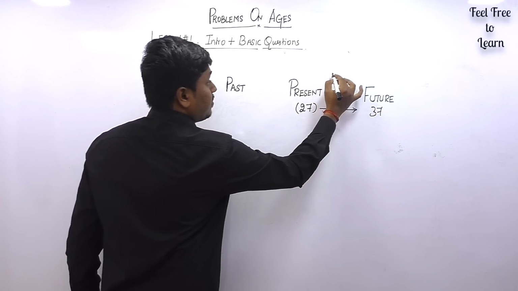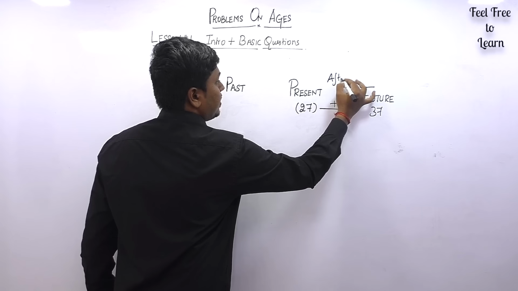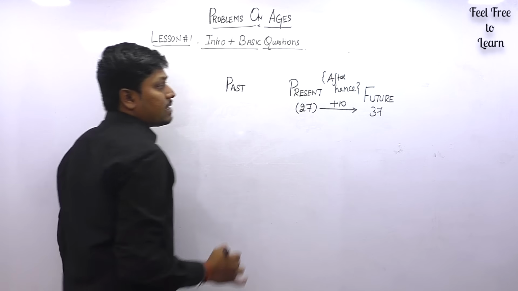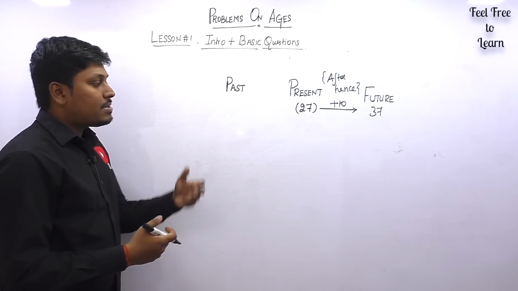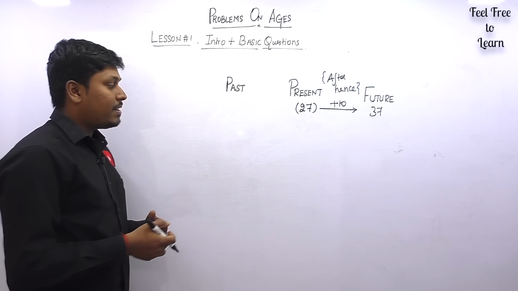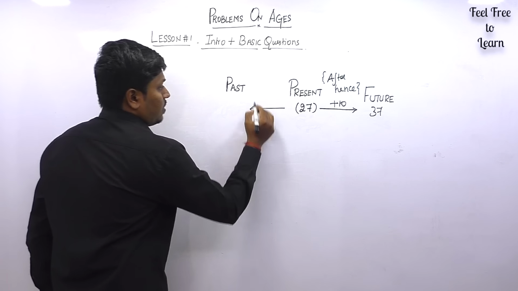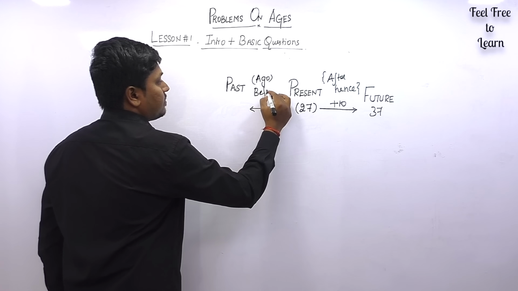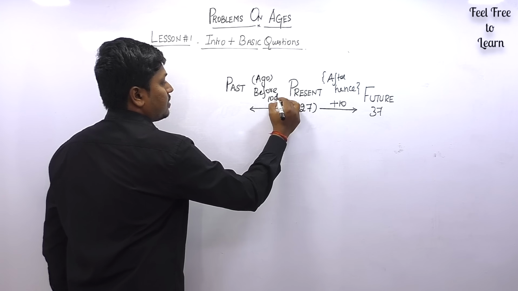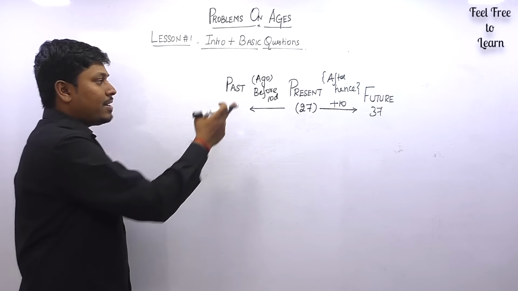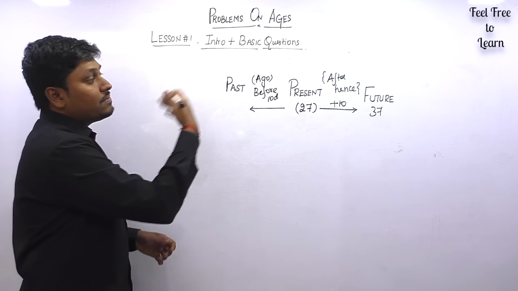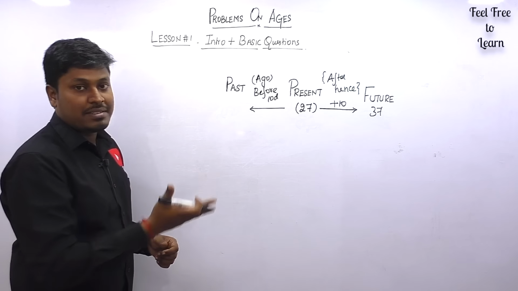So these words are most important. After and hence, these two words determine the future, right? After 10 years, my age will be 37. 10 years ago, or before 10 years. Got it, friends? These are the most important things. The words ago and before determine the past. The words after and hence determine the future.